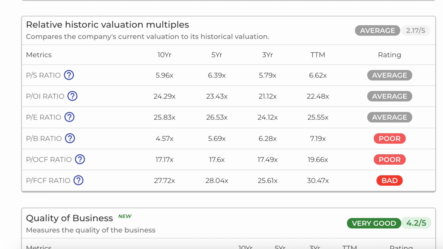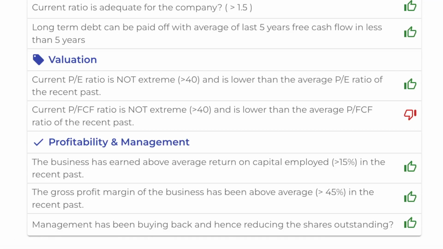Next, a similar calculation is done for the price to free cash flow ratio, and Google gets a thumbs down there because the current price to free cash flow ratio is higher than the average price for the last 5 years. Next, LVI will check 3 metrics that are related to the profitability and the management effectiveness of the company.